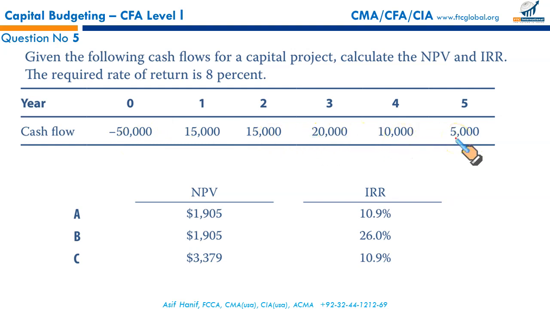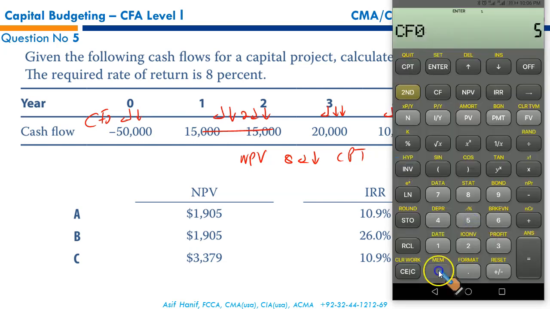So what we will do, use these keys. 15,000, since it's twice, so enter, down arrow key, 2, enter, down arrow key. Frequency is 2. So then 20,000, enter, down arrow key twice. 10,000, enter, down arrow key twice, and then last 5,000. Then press NPV, 8%, enter, down arrow key, press CPT. You will get your NPV as well as IRR. So let's punch in the numbers.